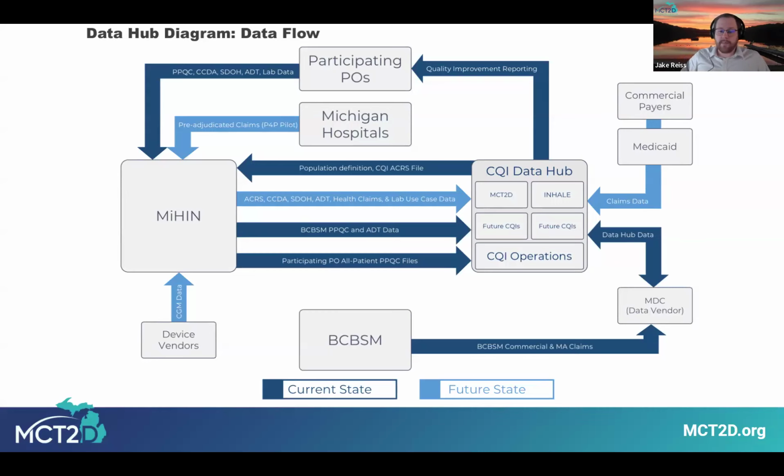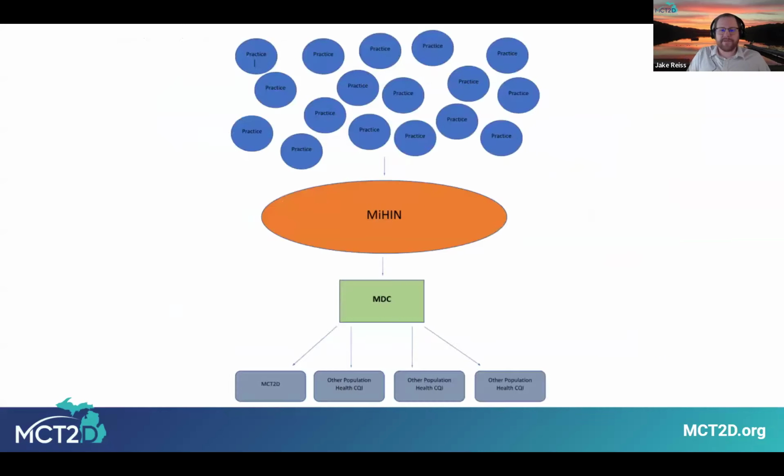So with that, we're going to go to this a little bit more pared down version that kind of summarizes what I just said here. So the data is flowing from practices, or really the physician organizations as the data submitter, to the Michigan Health Information Network into MyHIN and then back to the CQIs to be able to be used for quality improvement purposes.